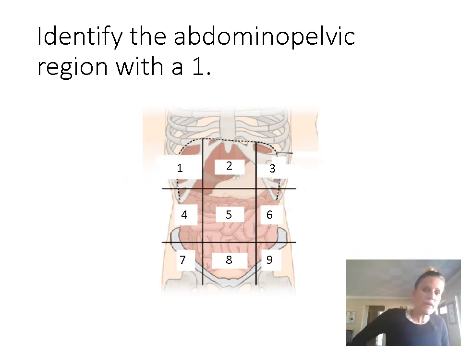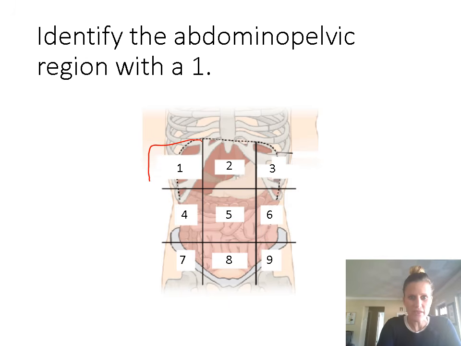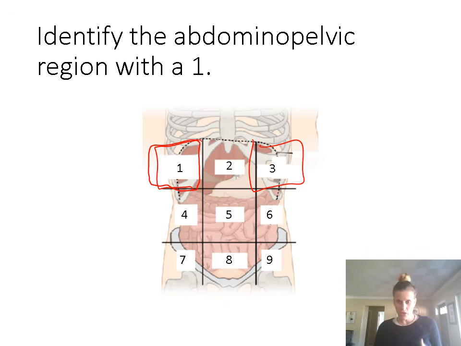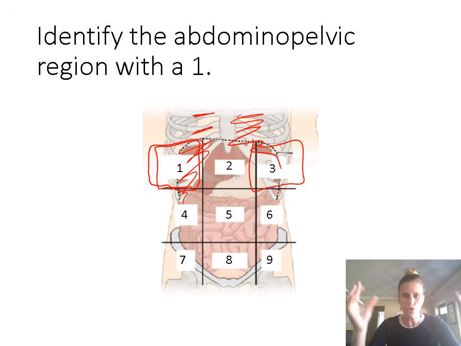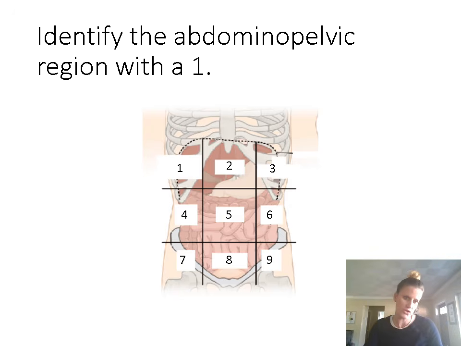So first are the abdominopelvic regions. This question says, identify the abdominopelvic region with a 1. So that means we're identifying this abdominopelvic region right here. I know that the top two, like the outer two abdominopelvic regions right here, are the hypochondriac regions because they're underneath the cartilage. All of this right here in the rib cage, this is all cartilage. So cartilage is chondro. So under the cartilage is hypochondriac. Then we just need to know left and right.